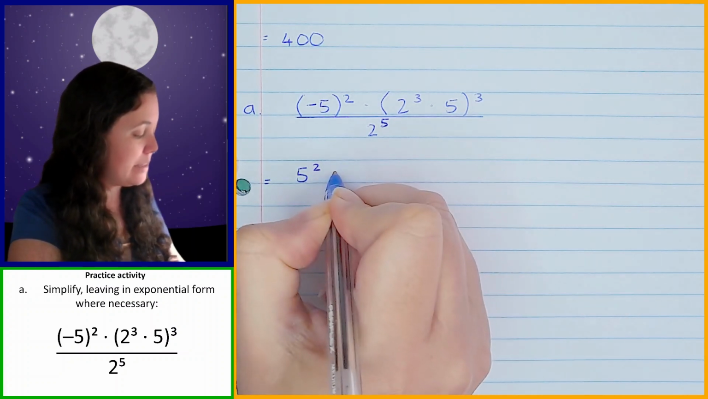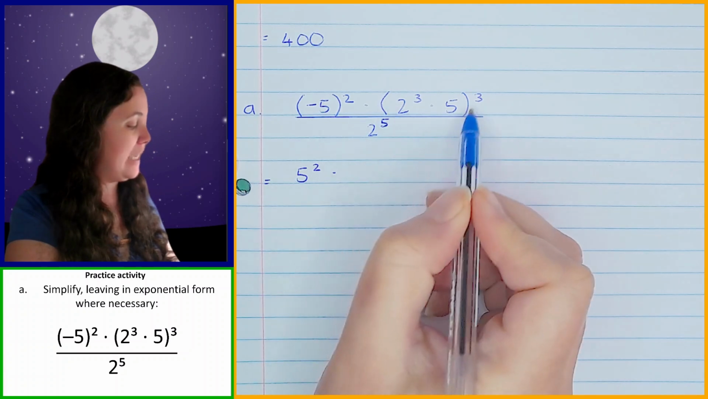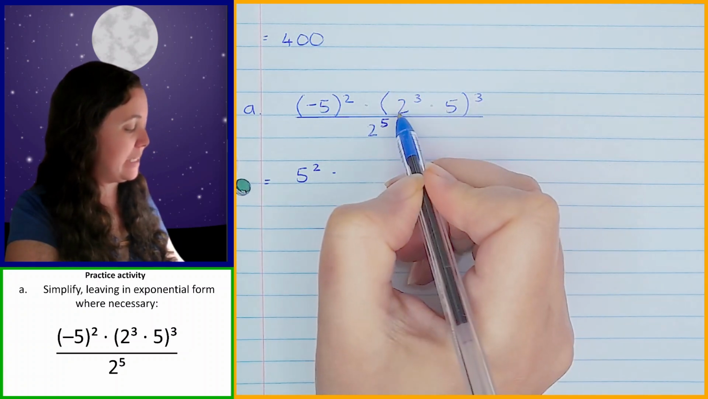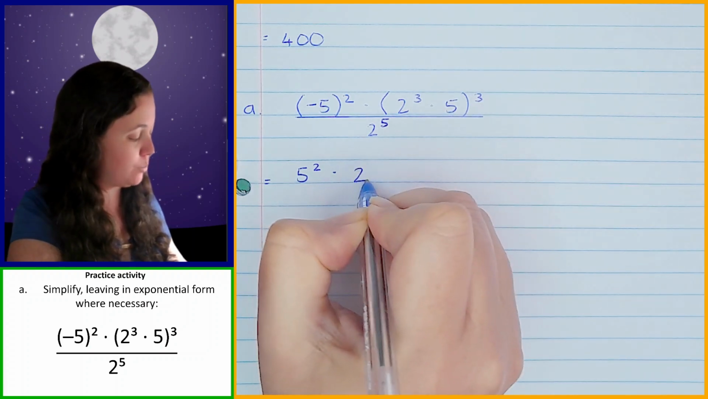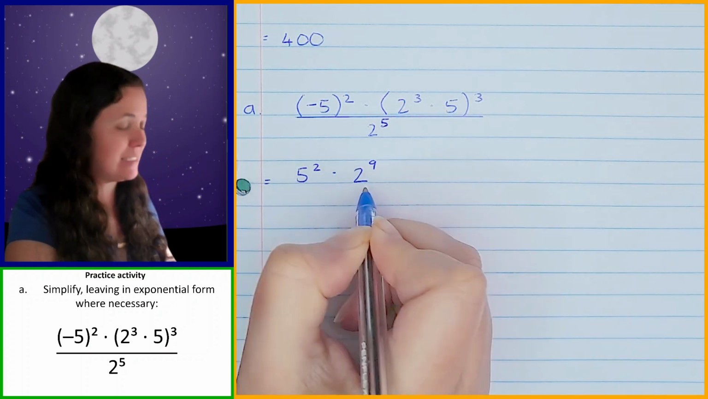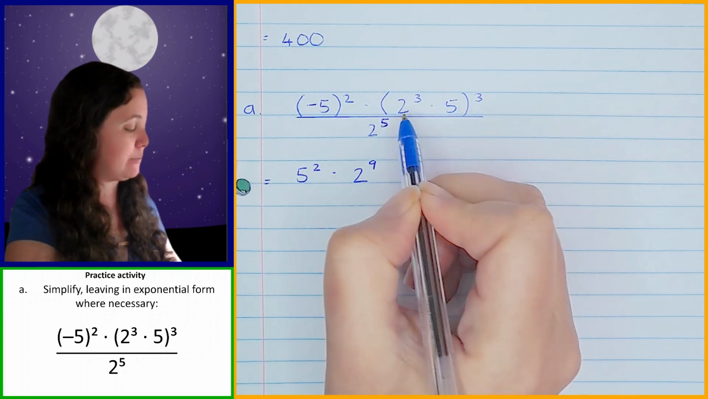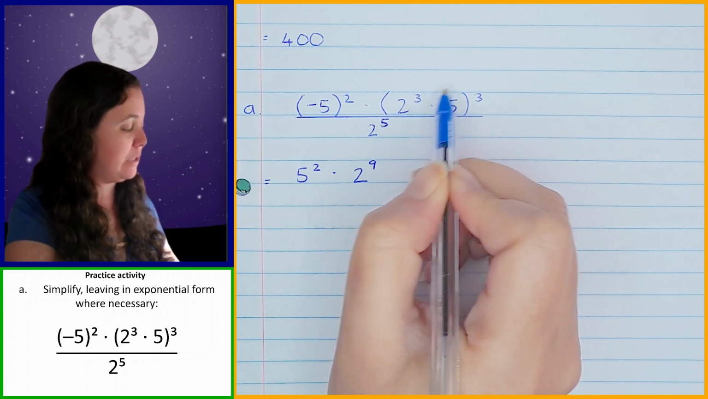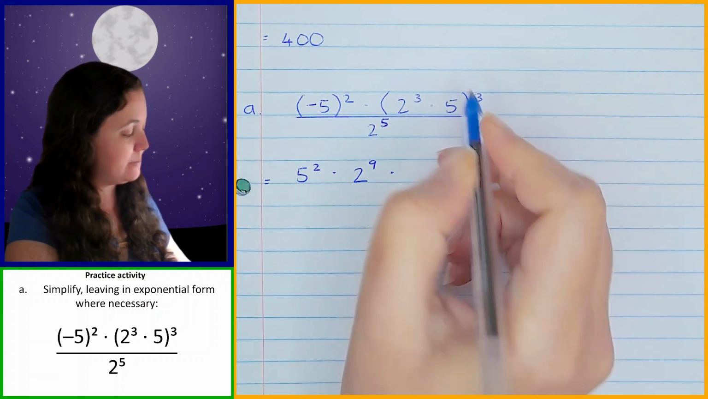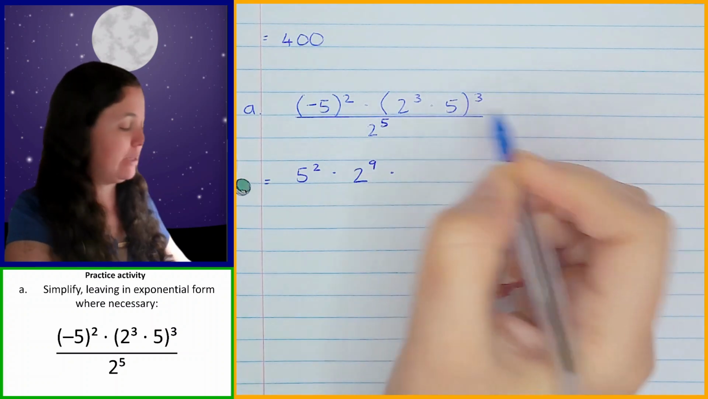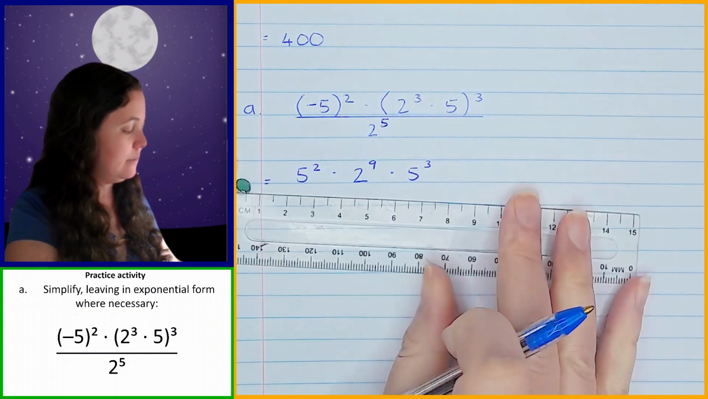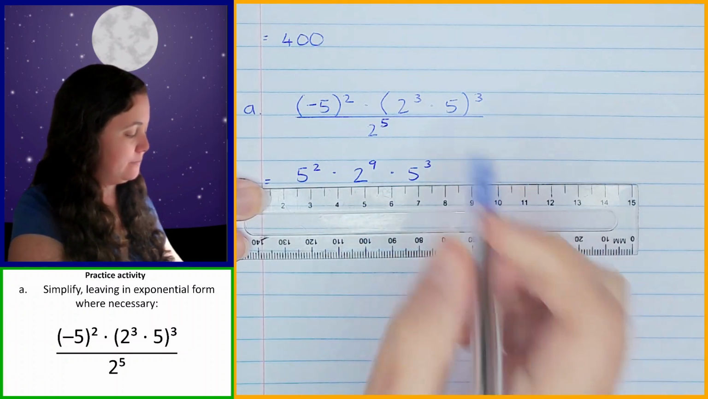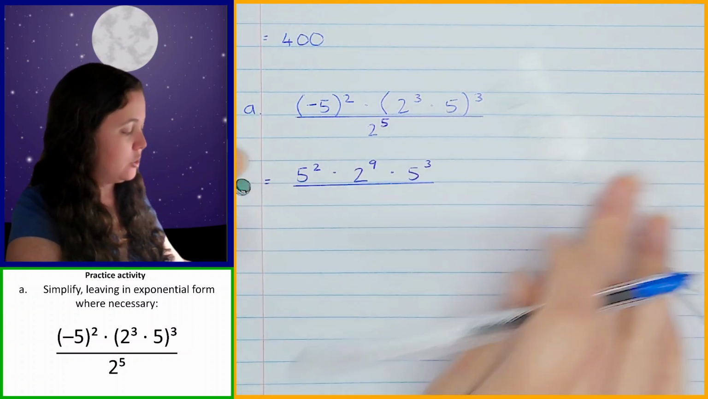Okay, then I have times. Over here, I need to get rid of these brackets as well. So I'm going to take the 2 cubed and raise that to the power of 3. That gives me 2 to the power of 9. Remember, your base stays the same, and you multiply the exponent. So the 2 stays 2, and we multiply 3 times 3 is 9. Times 5 to the power of 3 is going to be over here 5 cubed. Okay, and that goes over 2 to the power of 5.